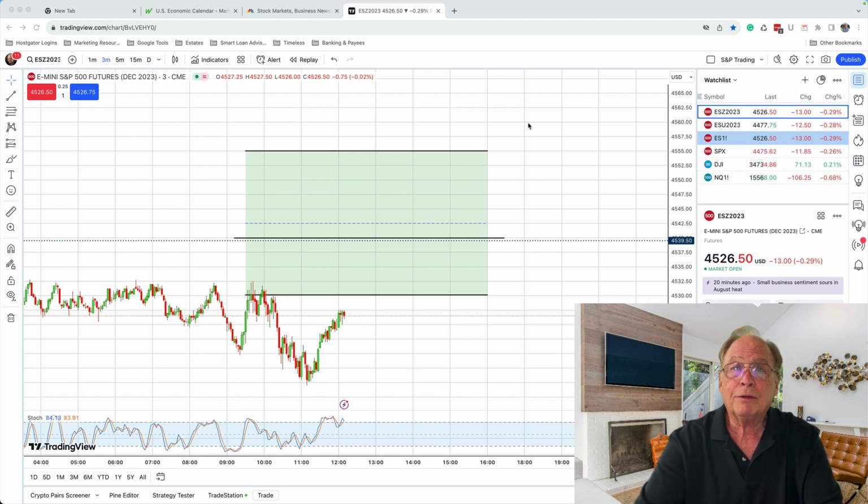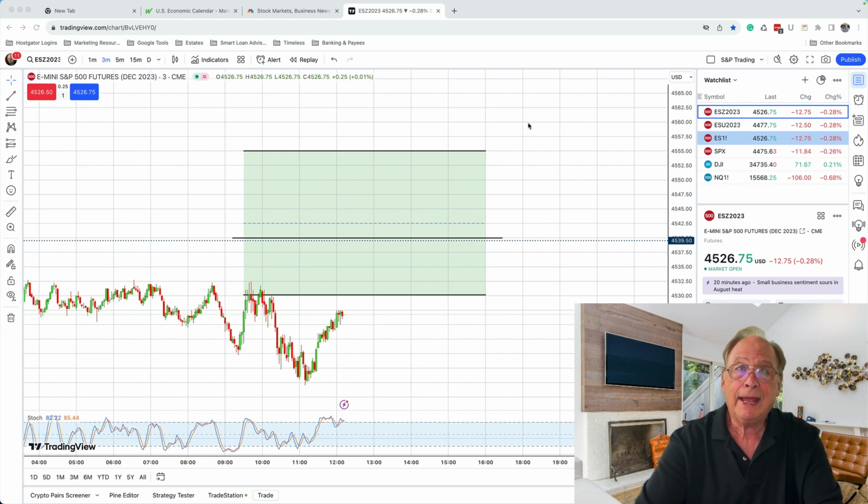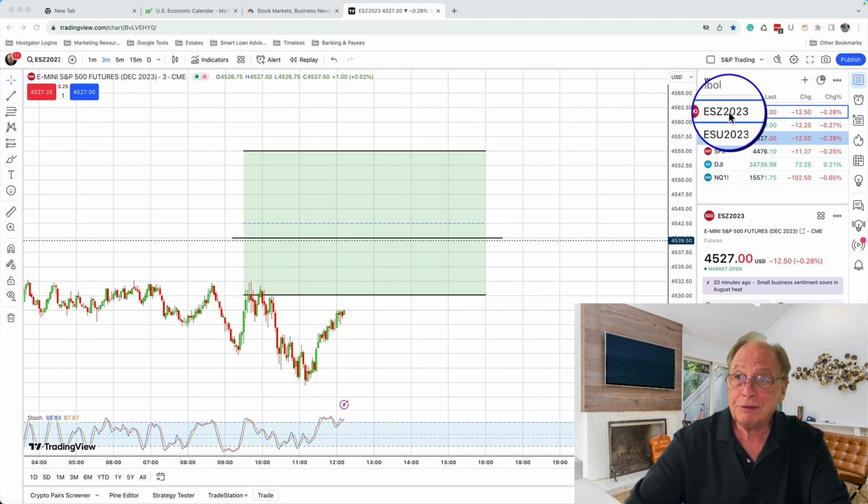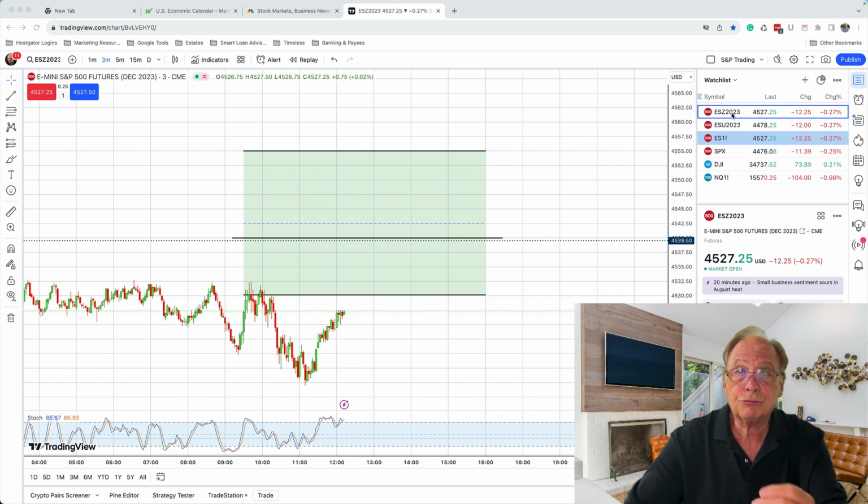But nevertheless, there are 4 futures contracts throughout the year, designated with the letters H, M, U, and Z. And we're switching from the September, the U contract, to the December, the Z contract. Now you're looking at my chart of the S&P E-mini, and you'll notice that on my watch list I have ESZ, ESU, and ES1. First of all, the ESZ is the contract that we're just rolling into, the Z contract, the December contract. And that's what you're seeing on my screen.